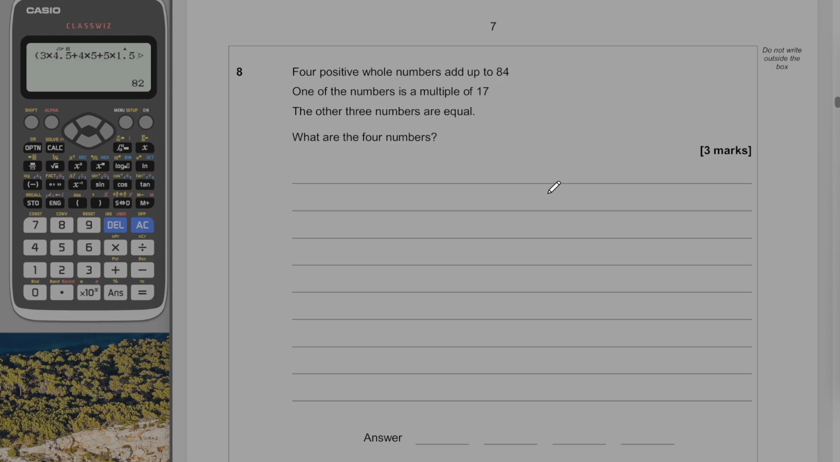Right, question 8. 4 positive whole numbers add up to 84. One of the numbers is a multiple of 17. The other 3 are equal. What are the 4 numbers?